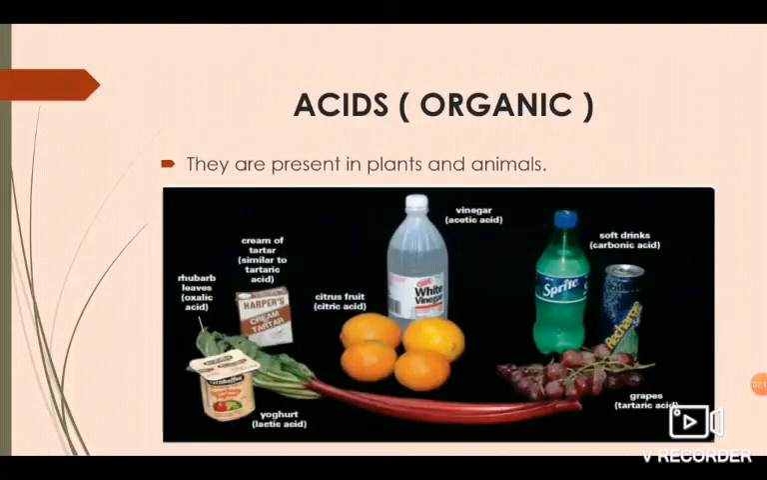The next picture shows you some sources of organic acids. The citrus fruits, the lemons that you see right in the center, have a type of acid called citric acid. Vinegar, which your mother uses for cooking or for preserving fruits and vegetables, is actually a very dilute acetic acid. The soft drinks, the Sprite, the colas that you drink, also contain an acid called carbonic acid. Grapes have tartaric acid, and even the curd that you eat daily is sour because of the presence of lactic acid.